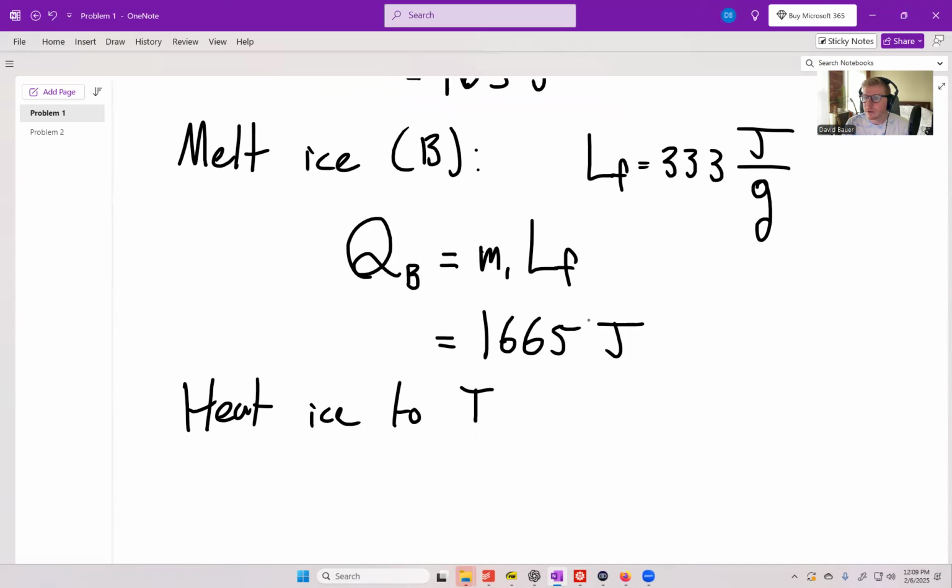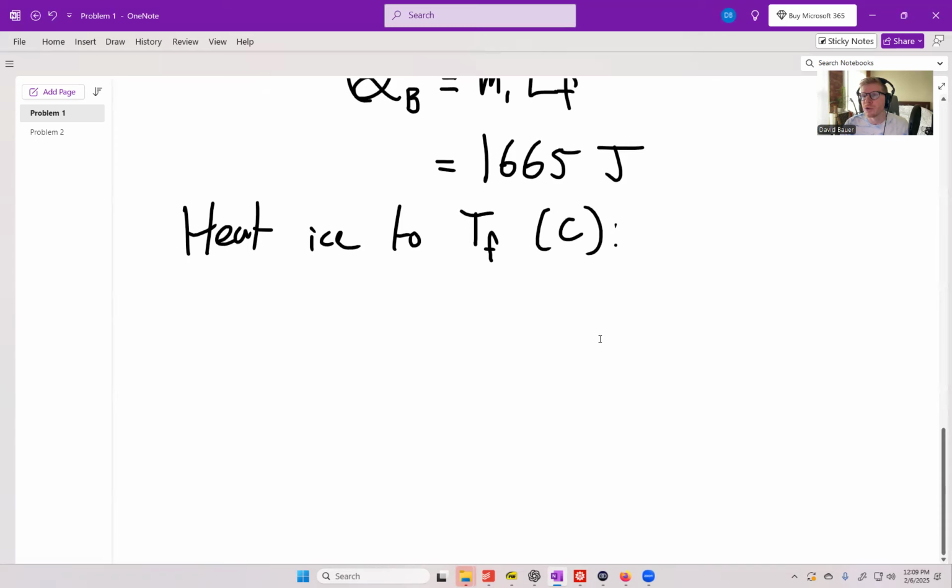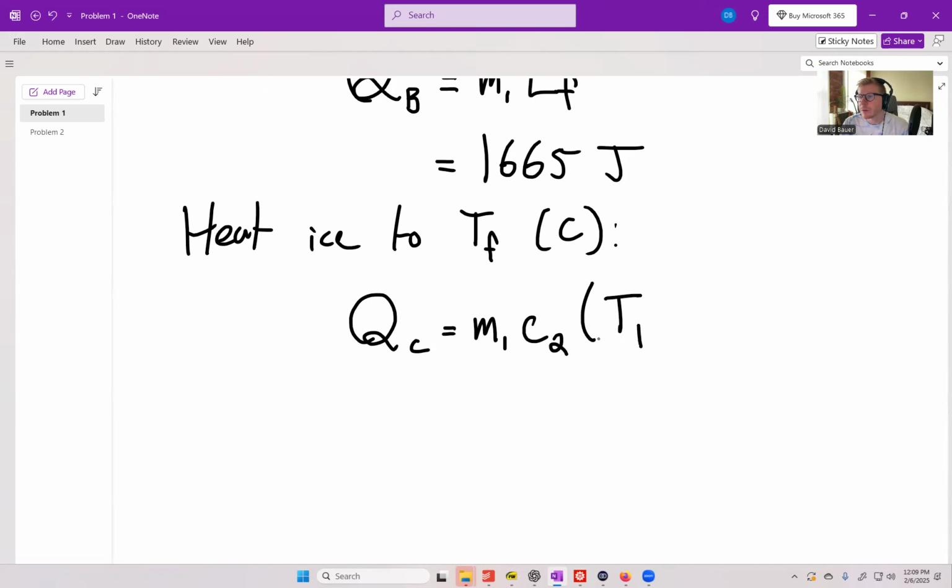And then finally, we need to heat the ice up from 0 degrees Celsius. Right, the ice is now liquid water. We need to heat it from 0 degrees Celsius up to whatever our final temperature is. So now the ice is melted to liquid water. So we want to use the specific heat for liquid water, which we labeled C2 earlier. Okay, and we're going from 273 Kelvin up to our T final.